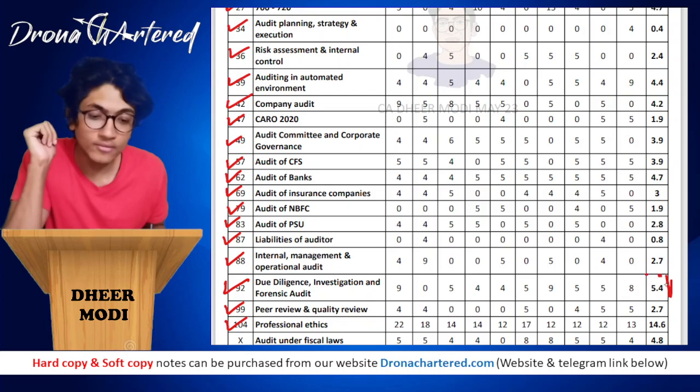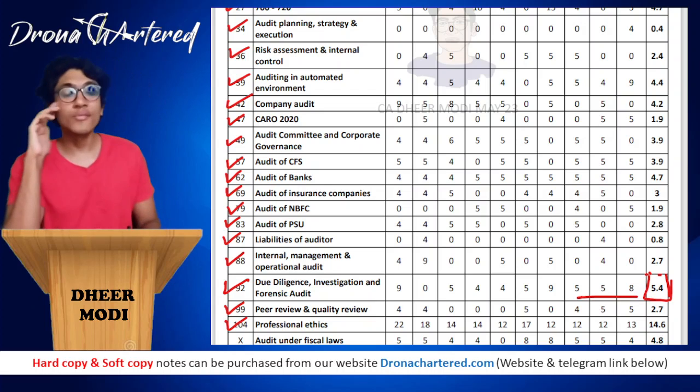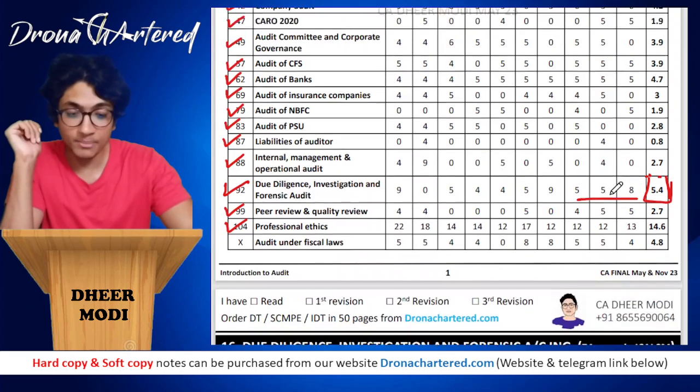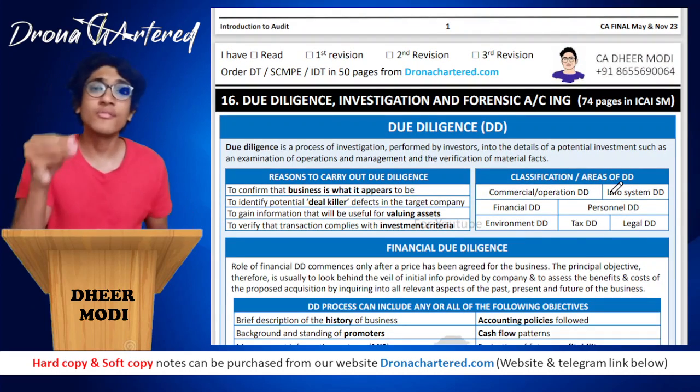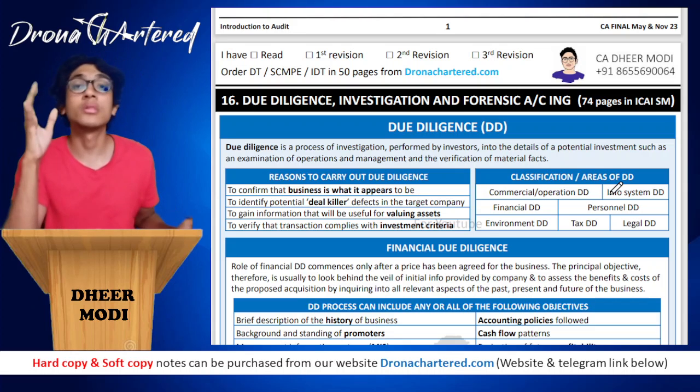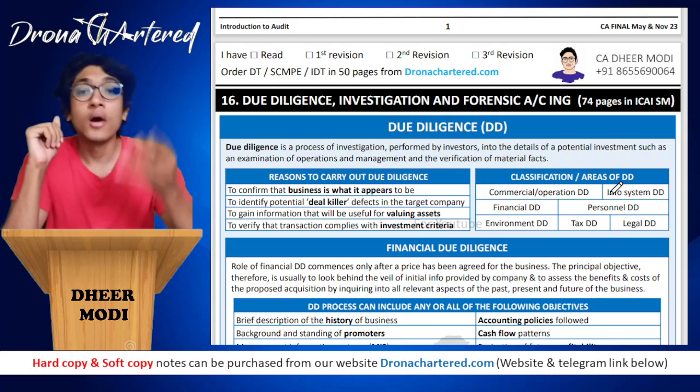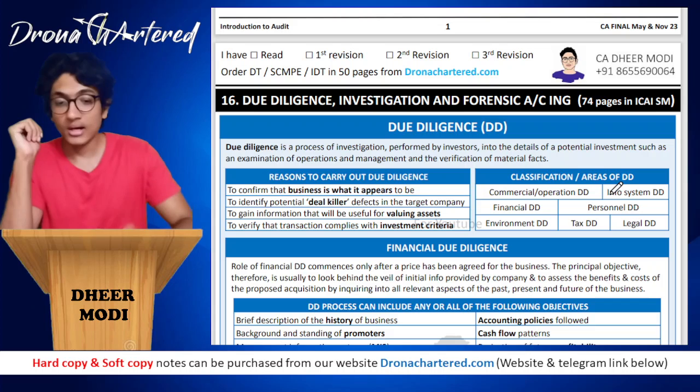This is your average 5 to 6 marks in every attempt. The last three attempts, it has come for a total of 18 marks. So it is a very important chapter. And there are also some amendments in this: wherever forensic auditing was used, now it is forensic accounting. Wherever forensic auditor was used, now it is forensic accountant.